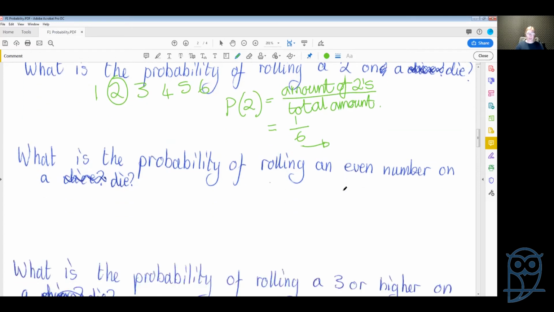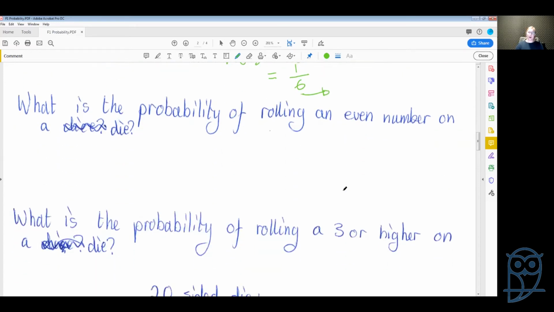Okay. So what is the probability of rolling an even number on a die? So let's write out all of our possibilities that we can get on this die. And now we want an even number. So that's a 2, a 4, or a 6. So our probability of getting an even number is then 3 out of our possible 6 different outcomes.